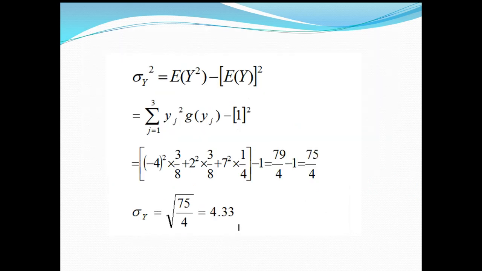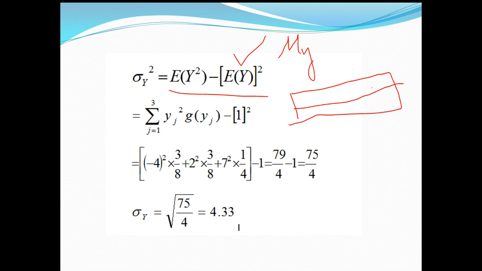Similarly we can find it for the y distribution. The variance for the y distribution is E of y square minus E of y whole square. Expectation of y represents mu y. It is already got, the value is 1. Now we have to find E of y square using the same y distribution. So this represents y and this represents g of y, and we have to take the y values, that is minus 4, 2 and 7, and the corresponding g of y values we can obtain from the marginal distribution of y.